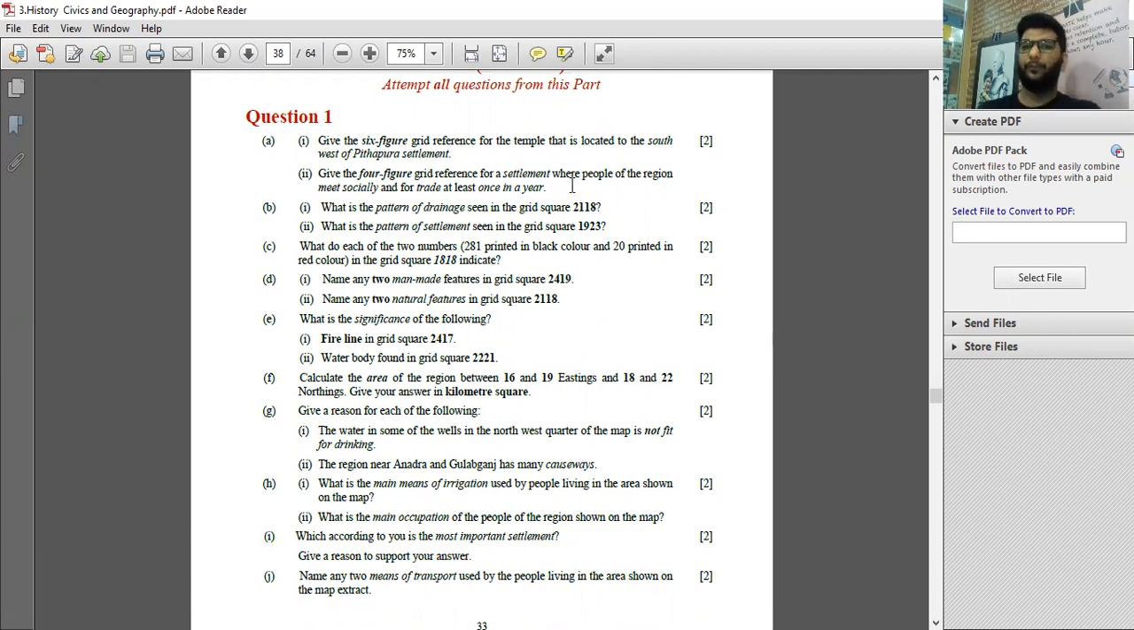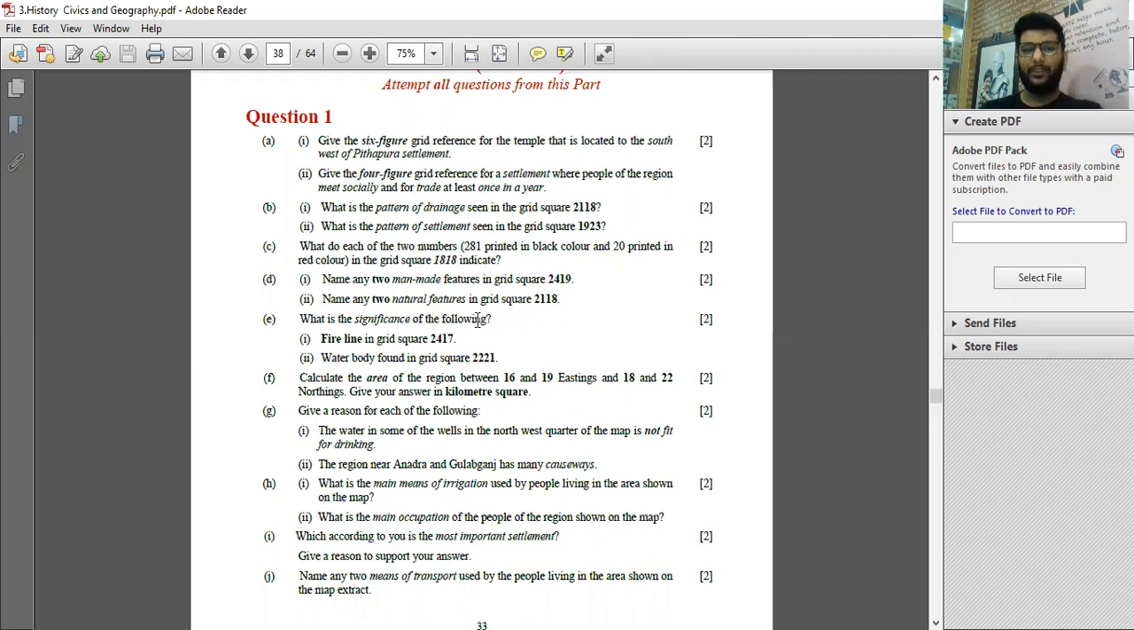Give the four-figure grid reference for a settlement where the people of the region meet socially for trade at least once in a year. Second, B, first one, what is the pattern of drainage seen in grid square 2118? Second, what is the pattern of settlement seen in grid square 1923? C, what do each of the two numbers, 281 printed in black color and 20 printed in red color in the grid square 1818 indicate? D, name any two man-made features in grid square 2419. D, the second, name any two natural features in grid square 2118.